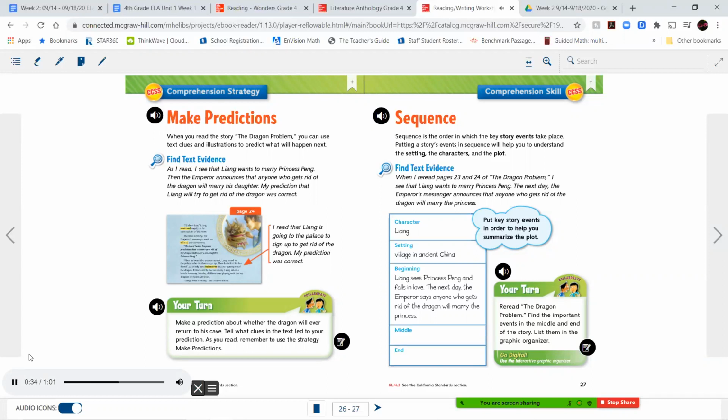Graphic organizer. Character, Liang. Setting, village in ancient China. Beginning. Liang sees Princess Peng and falls in love. The next day, the emperor says anyone who gets rid of the dragon will marry the princess. Caption. Putting story events in order will help you summarize the plot.